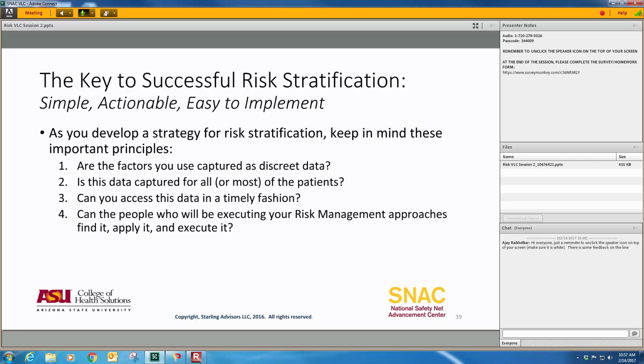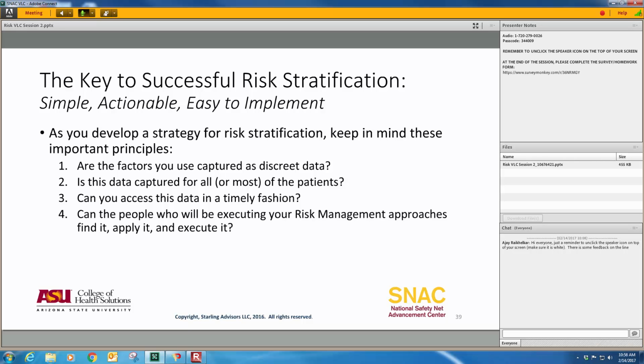As you start thinking about a strategy, it's important to understand that while a factor might be important, if you don't capture it as discrete data, it's going to be very hard to use that in your risk stratification. If you capture it as discrete data, but it's not captured consistently, you're going to essentially have very little data to work with, and you're going to underestimate the risk of a population. Data may not be captured in a timely fashion. A screening that was done 3 years ago may tell you very little about the patient's mental health status today.